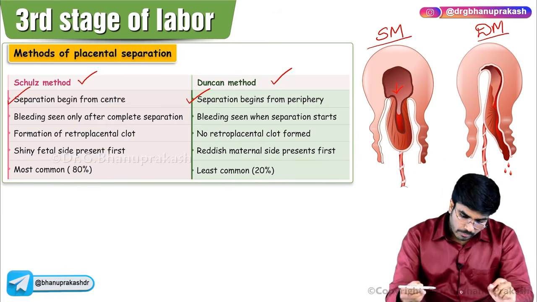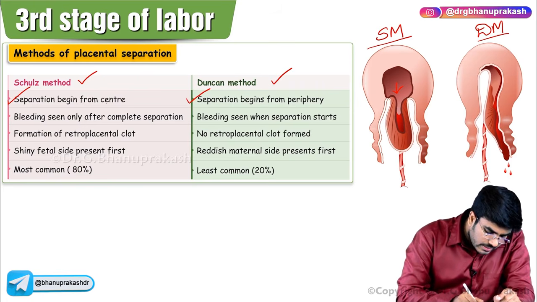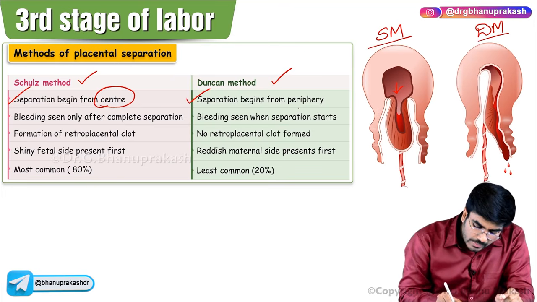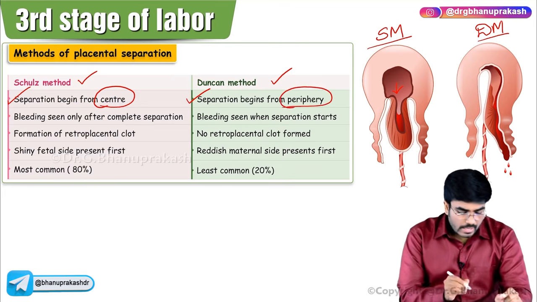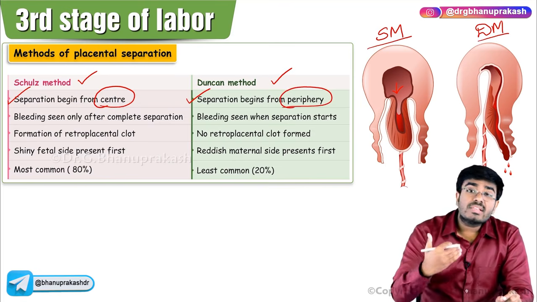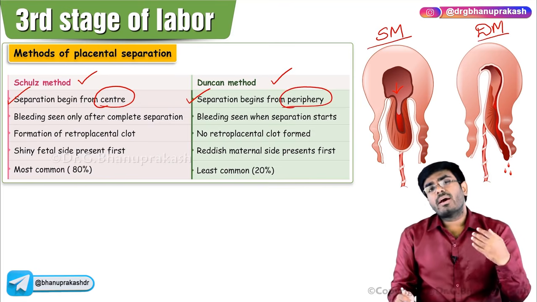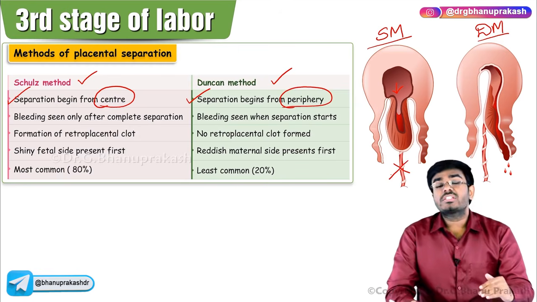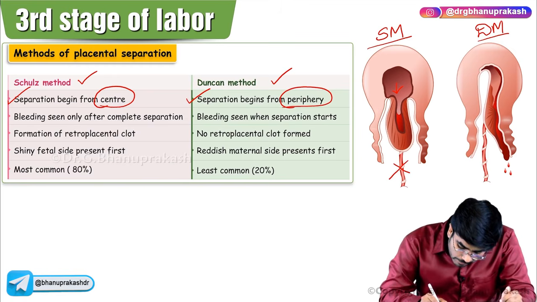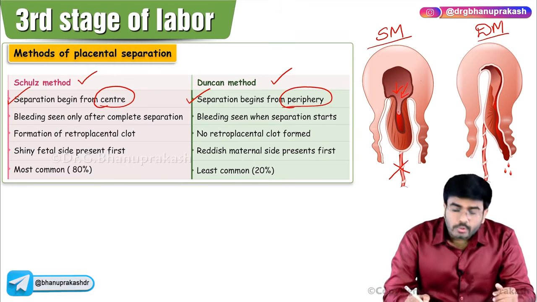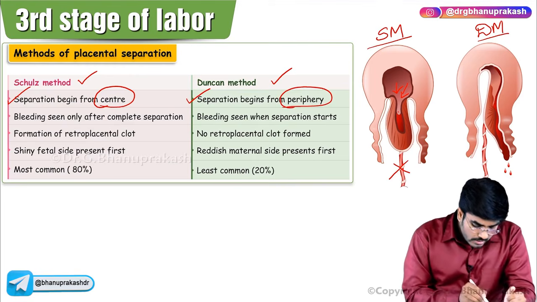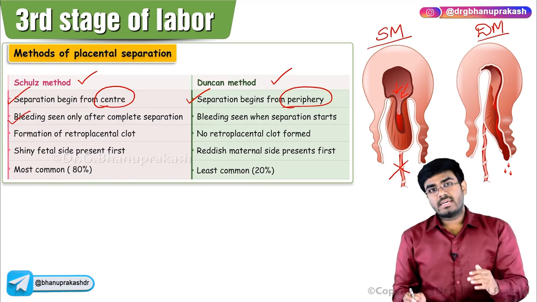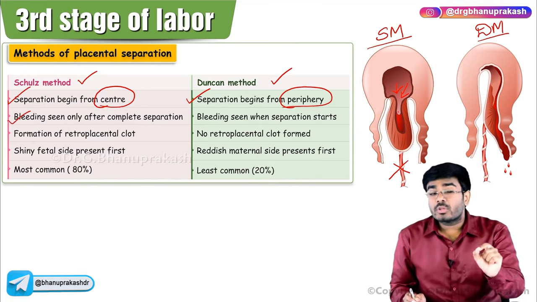Okay, so this is a very important point you have to keep in mind. Schell's method starts from the center. In Duncan's method, separation begins from the periphery. As the separation is happening from the center, do you expect that there will be pervaginal bleeding? No, definitely not. There won't be any pervaginal bleeding in Schell's method. Why? Because all the blood is going to accumulate back to the placenta. So bleeding is only seen after entire separation of the placenta, because blood got accumulated back to the placenta.